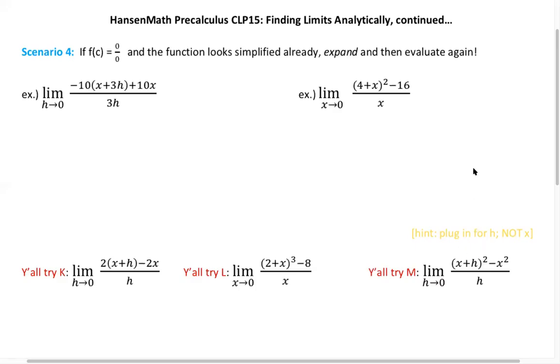All right, ladies and gentlemen, now that I have modeled the first 2 examples, now it's your turn. At this time, I'd ask you to pause the video and take a whack at y'all try K, L, and M. Keep in mind that I do have an answer key as a PDF under the description of this video if you need, but please try your best at y'all try K, L, and M. And when you've got those wrapped up, please hit play to proceed with the video, and we'll hit scenario 5. So I'm about to move on to scenario 5, but at this time, hit pause and knock out these y'all tries in a workmanlike manner, showing the work as I've modeled previously.